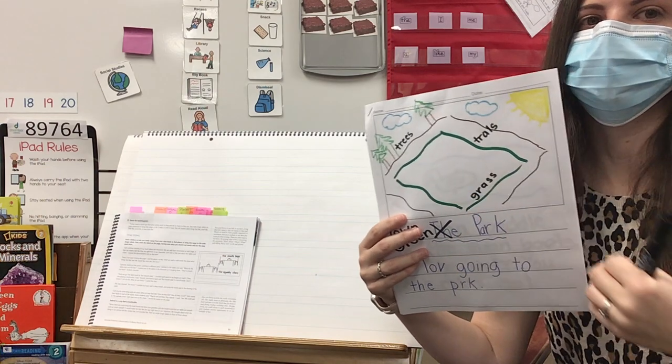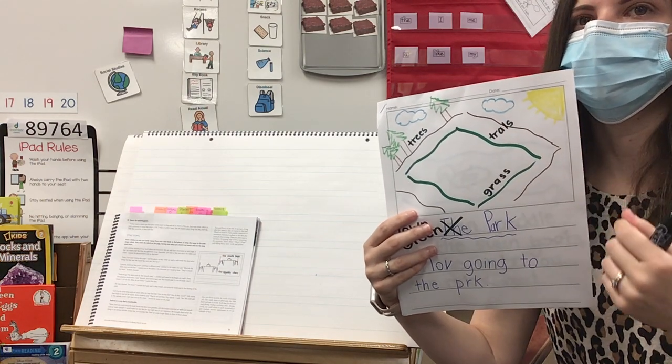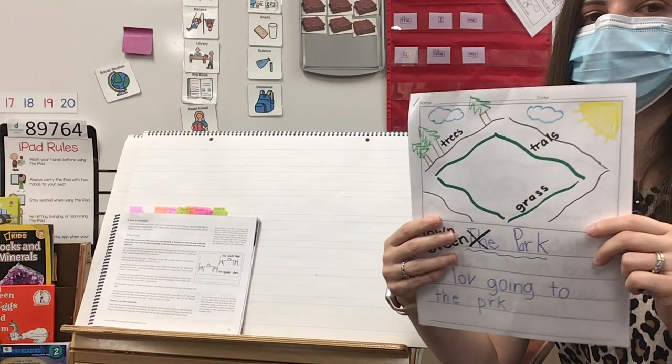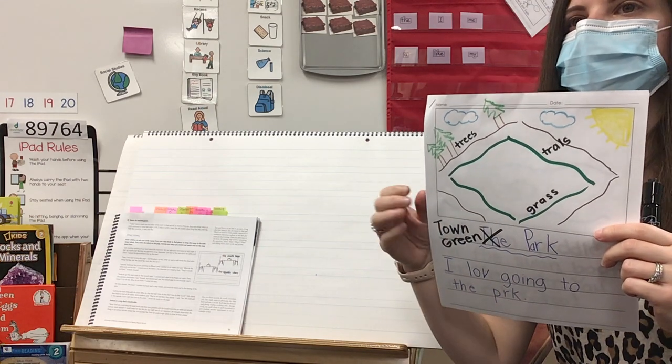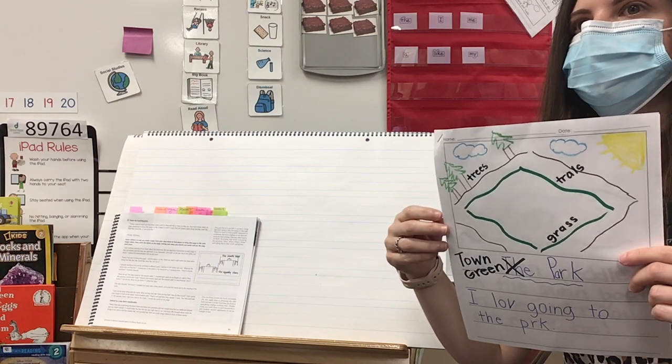What did the grass look like? What did the trees look like? What did the trails look like? So I'm giving even more information. So is the grass really long or short, or is it dying, or is it very green?